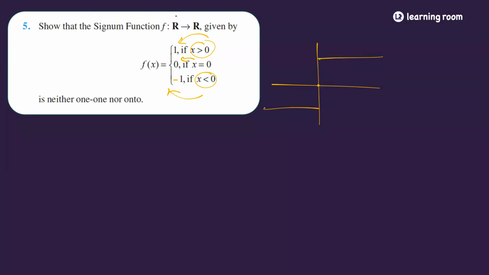So here, where will be the point of discontinuity? Look at it, you will be able to see it at 0. So here it will be an open circle, here it will be an open circle. So this function is not one-one. I hope that is clear, because it's many-to-one.